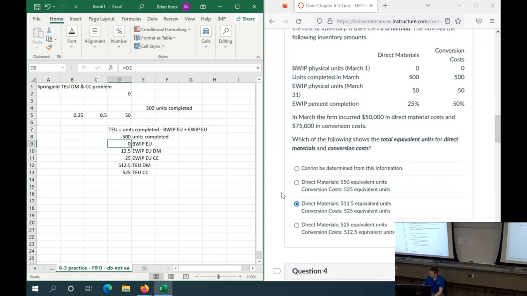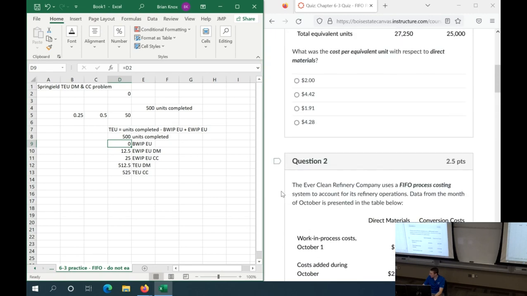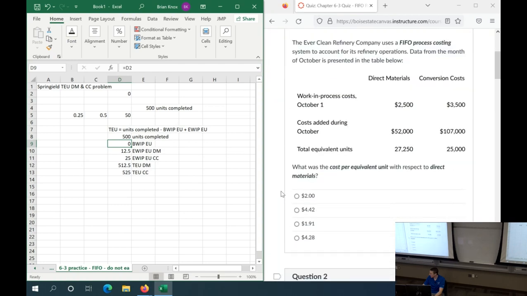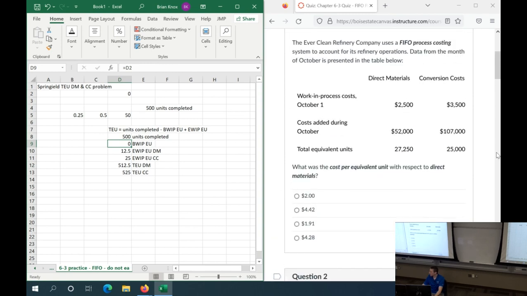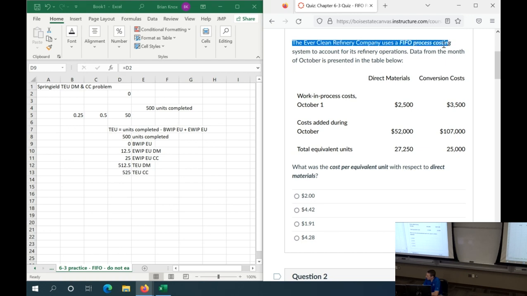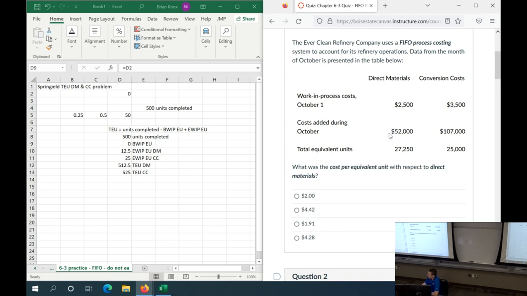So let's try a rate problem where we have to calculate a rate. Oh, well, these two will be just fine, I think. Let's go with smaller numbers. All right, so this one is asking for the cost per equivalent unit with respect to direct materials. All right, so the Everclean Refinery Company uses a FIFO process costing system to account for its refinery operations. Data from the month of October is presented in the table below. All right, so here's the table. And we're looking for direct materials cost per equivalent unit.